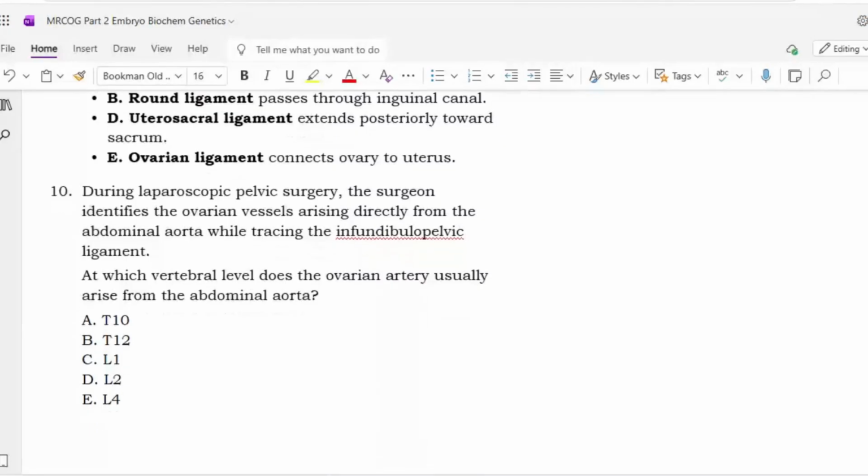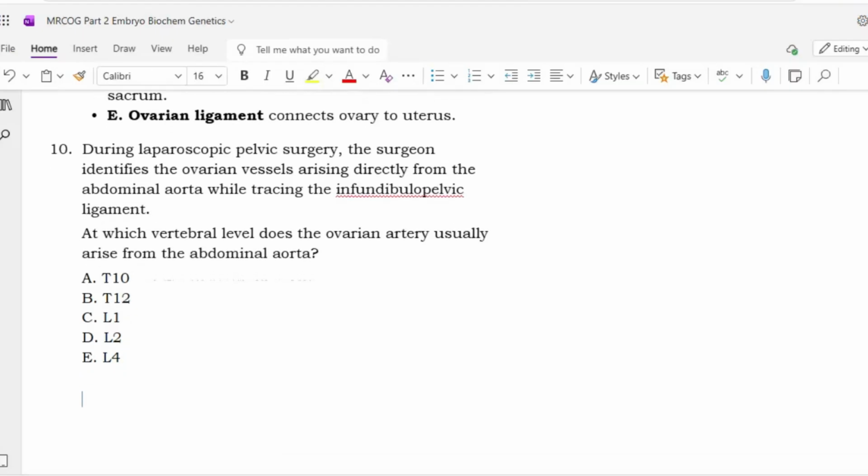Okay. Next, doctor. During laparoscopic pelvic surgery, the surgeon identifies the ovarian vessels arising directly from the abdominal aorta. Okay. While tracing the infundibulopelvic ligament, at which vertebral level does the ovarian artery usually arise from the abdominal aorta? T10, T12, L1, L2, L4. So option A, T10.